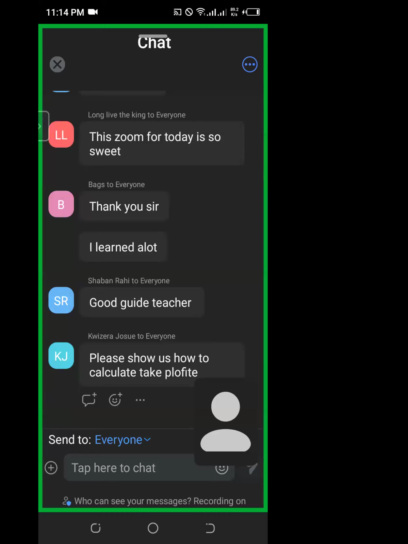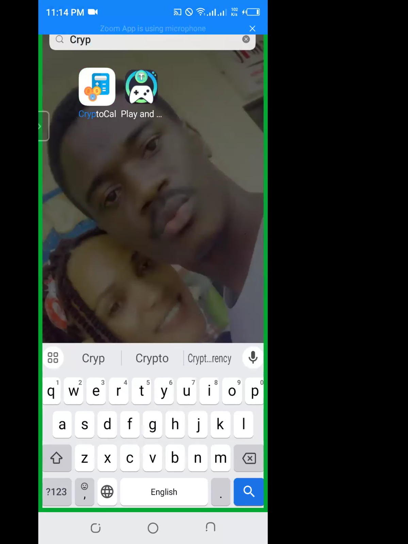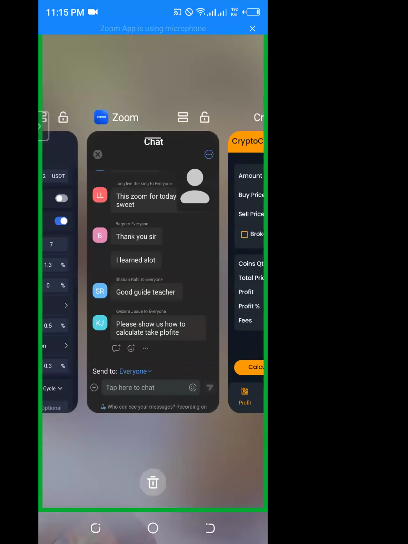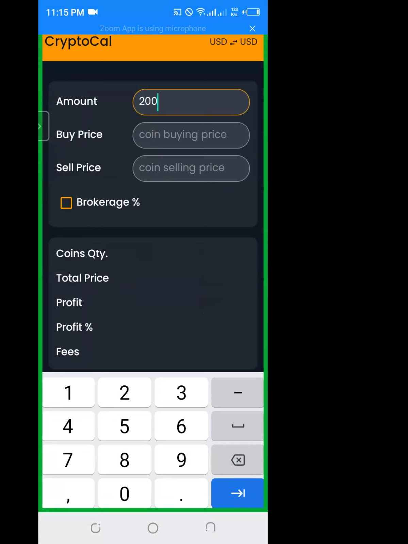Please show us how to calculate the take profit ratio. There's an application that I have here. It is called the Crypto Profit Calculator. It is this one that I use. Sometimes I use this. Just come here. Maybe you want to say I have $1,000. I want to first invest 200, but 20% of my capital is 200.